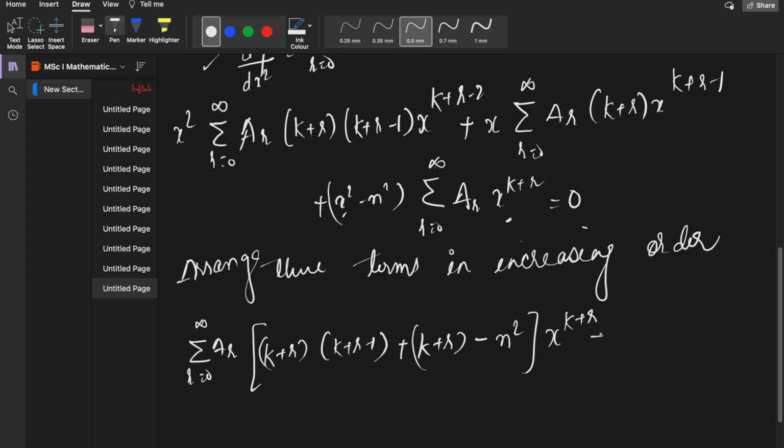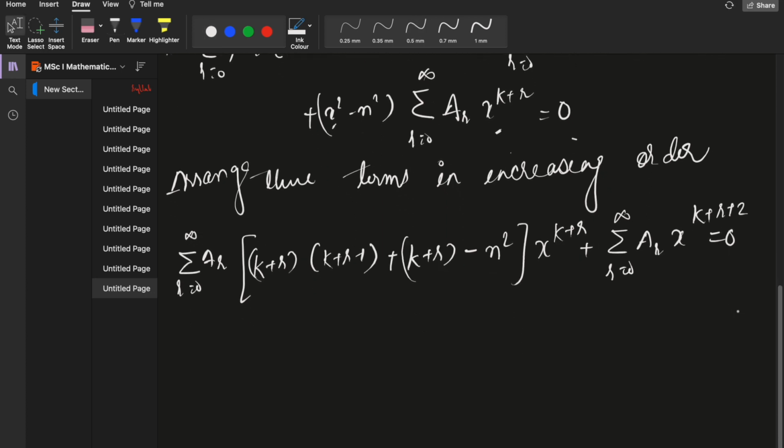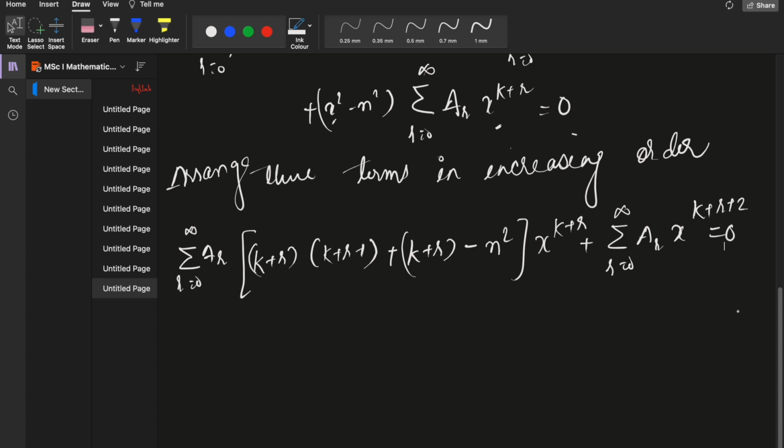So this is summation r tends to 0 to infinity a_r. If I multiply x square with this term, this r must be in subscript, right? So this is the coefficient. So x square multiplied by x to the power k plus r will give me x to the power k plus r plus 2 equals 0. All right. Now I want to compare the coefficient.